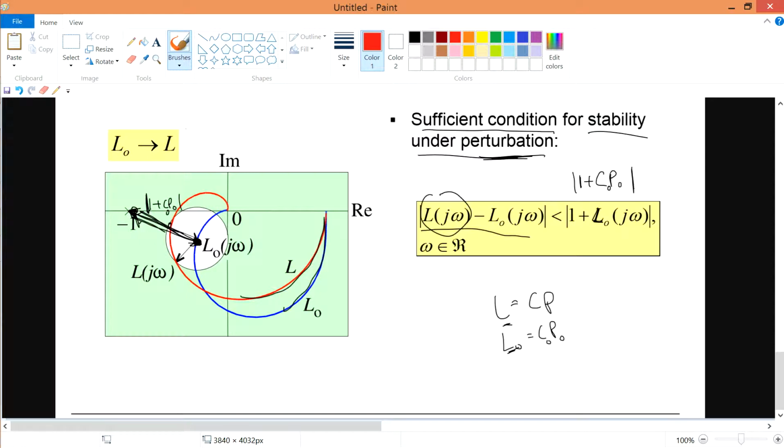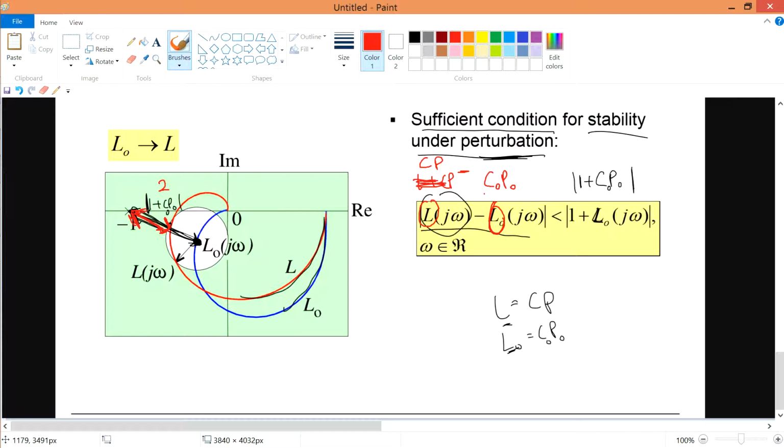Okay, so therefore L is actually this distance, for example. L is actually this distance, where L is simply 1 plus CP. Sorry, this should be CP. This should be C naught P naught. This L naught is C naught P naught, L is simply CP, minus... CP is maybe perhaps 2.